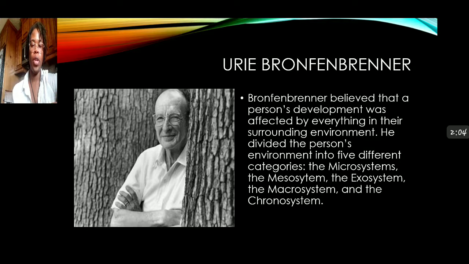Urie Bronfenbrenner. Bronfenbrenner believed that a person's development was affected by everything in their surrounding environment. He divided the person's environment into five different categories: the microsystem, the mesosystem, the exosystem, the macrosystem, and the chronosystem.